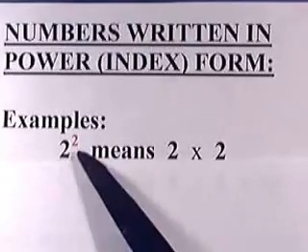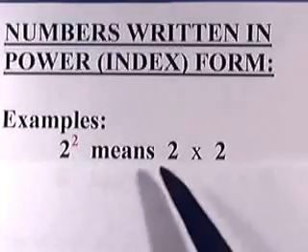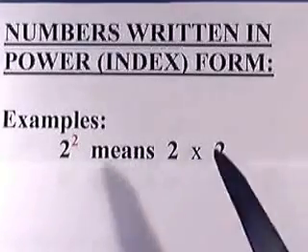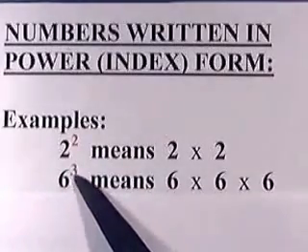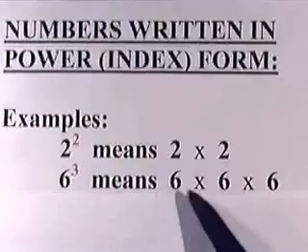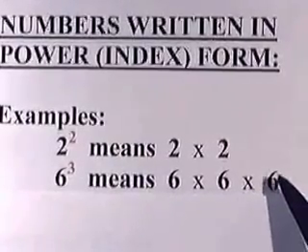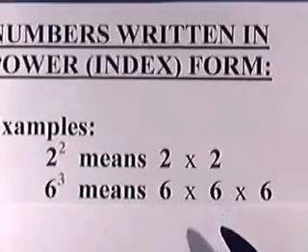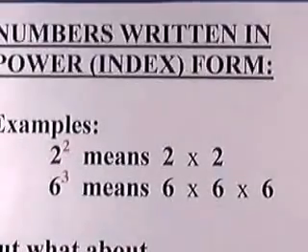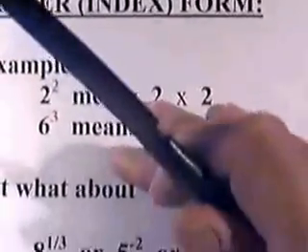2 to the power of 2, as I'm sure many of you will now know, means 2 times 2. And 6 to the power 3, or 6 cubed, means 6 times 6 times 6. I'm sure most of you will have seen things like this by now. But what about things like this?